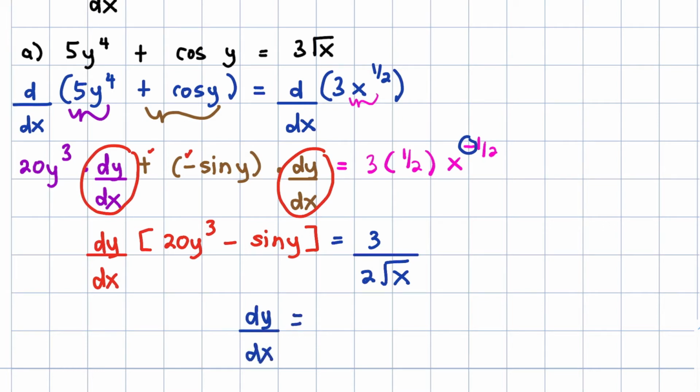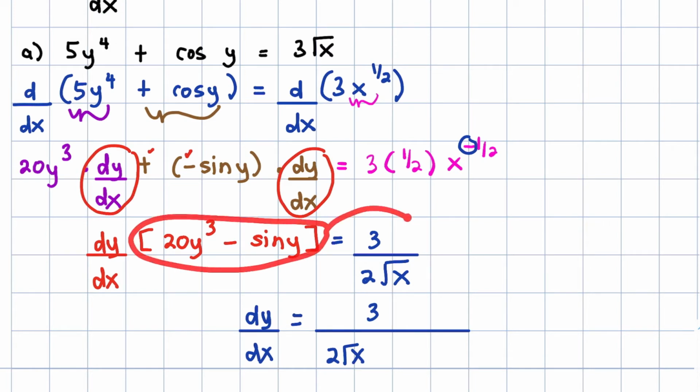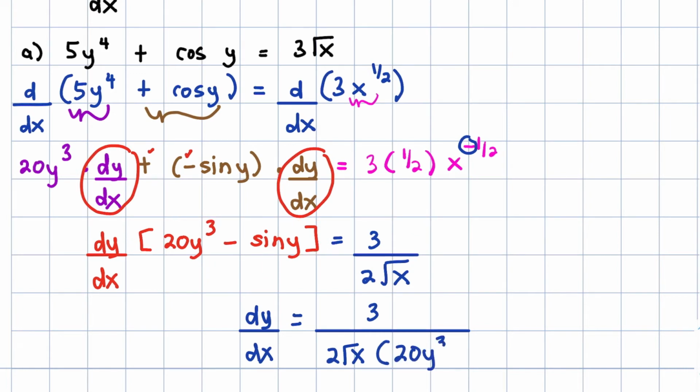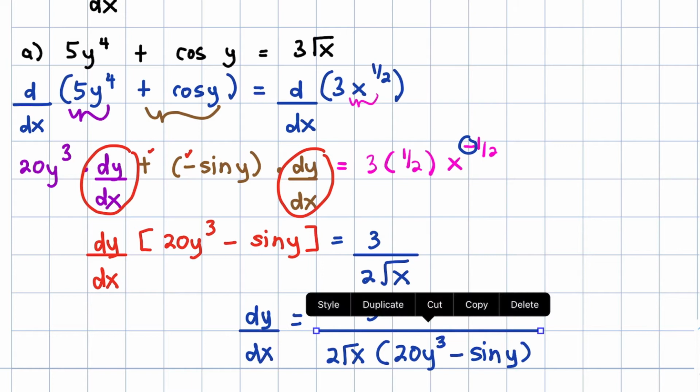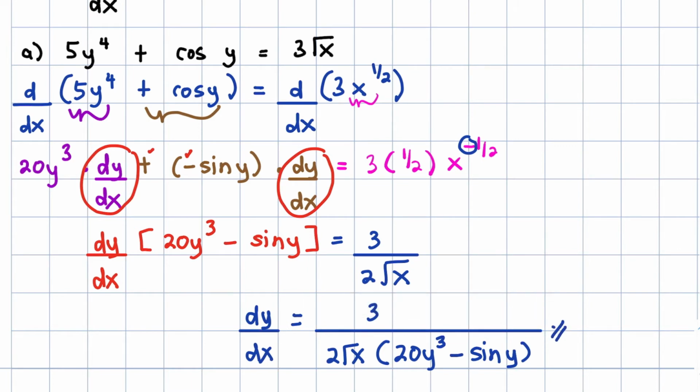Rearranging is just algebra. 3 over 2√x. Because this is a multiplication, if you bring it to the other side, it becomes a quotient, which means you divide by the whole thing, 20y³ − sin y. So now you are settled finding your dy/dx. Your final answer would be this.